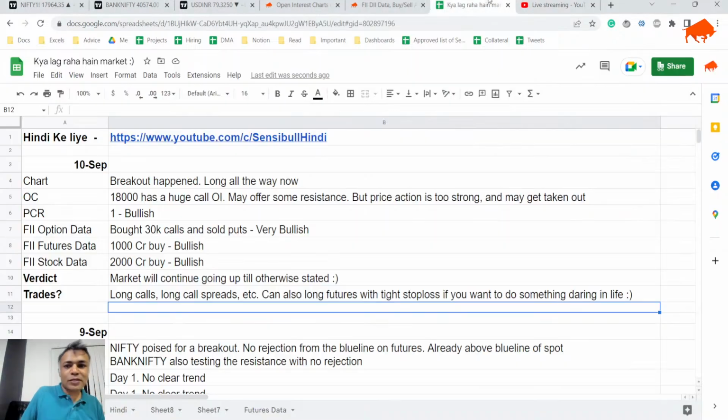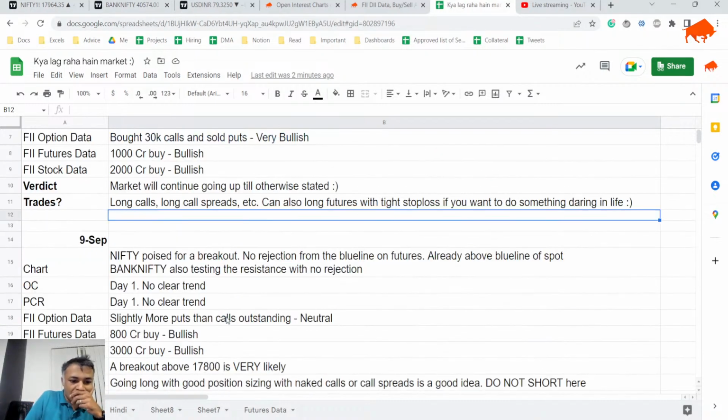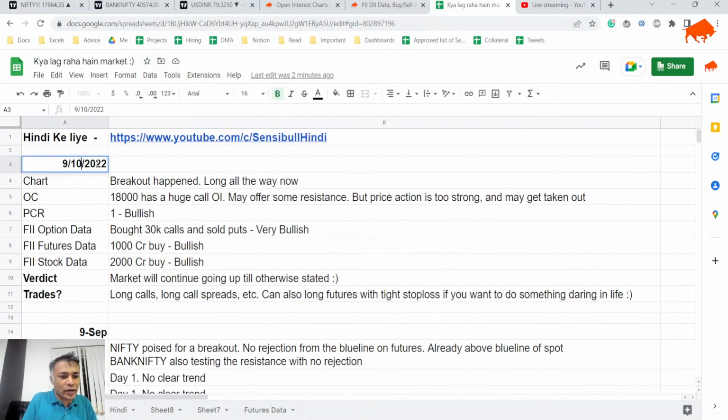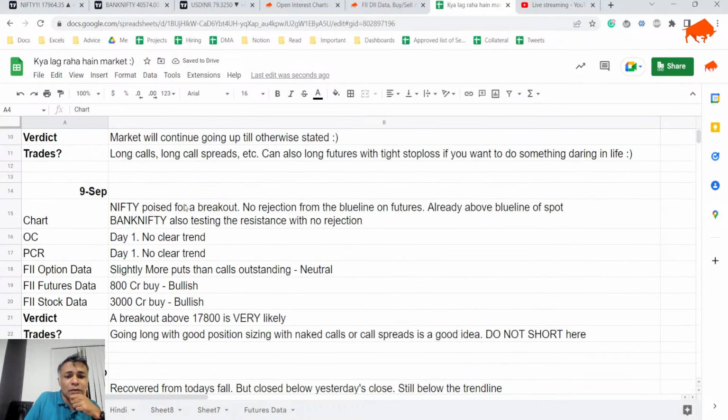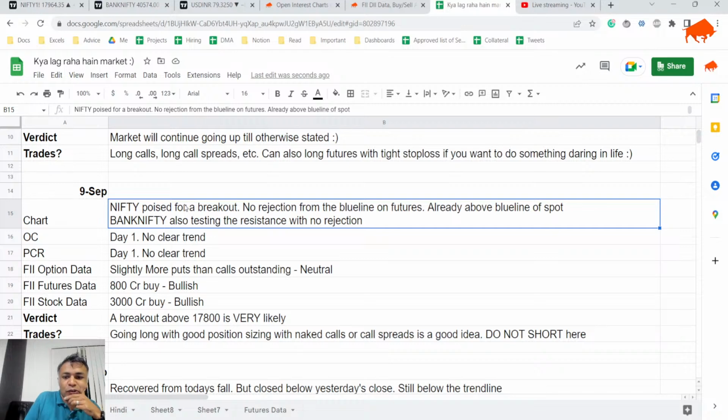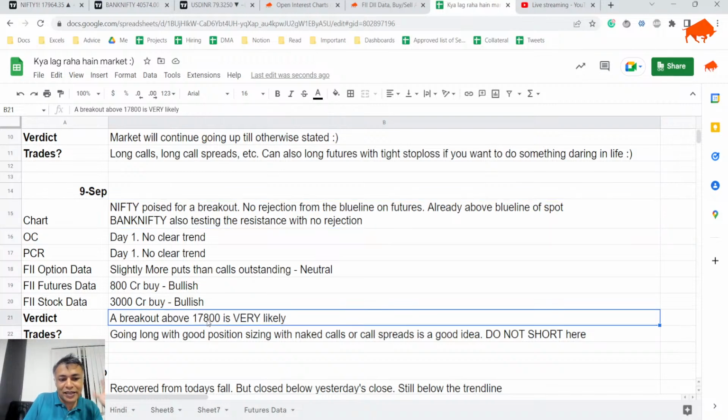So this is what we talked about in our last session. On 9th September, we said that if these points break out, with no rejection from the blue trend line on the futures chart, already above the blue line on the spot chart, and Bank Nifty also testing the resistance with no rejection, and a decent FII interest on the bullish side, then our read on the market was that it is very likely to break out above 17,800. We also said that going long with good position sizing, with naked calls or a call spread, is a good idea. And we said, do whatever you want, but don't short.